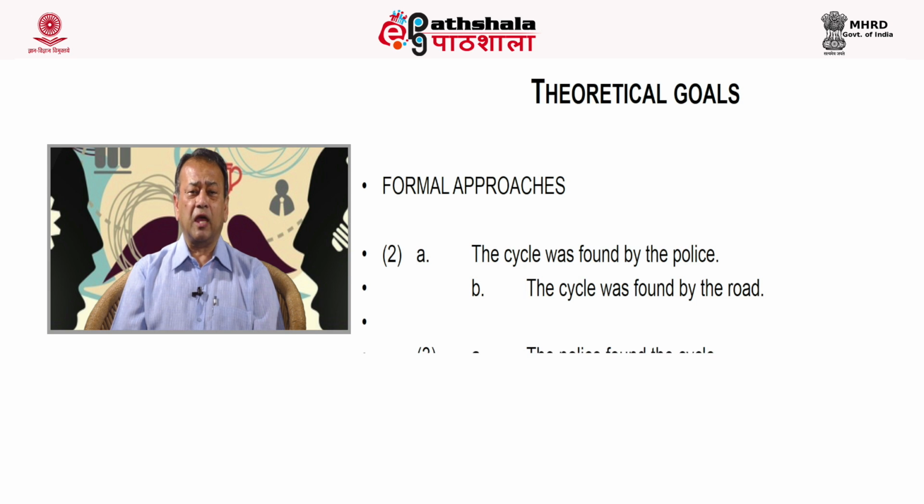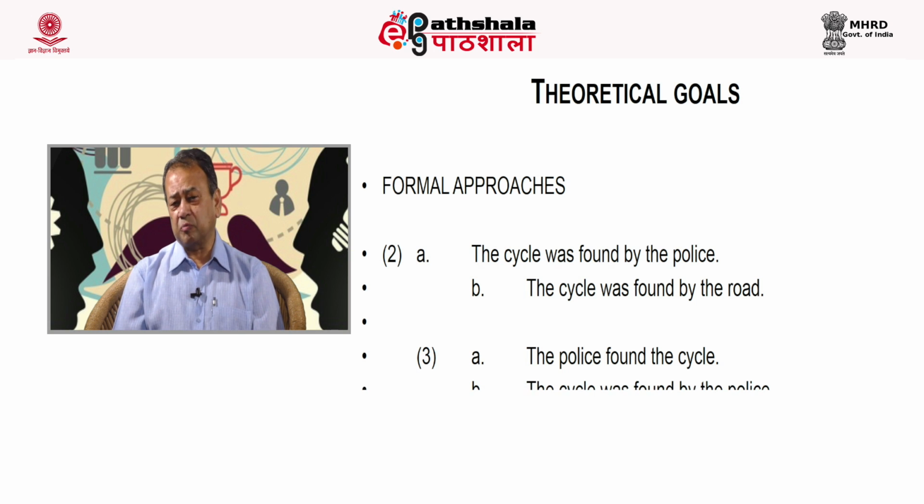Here what we have are two sentences which are quite different in their surface structure. The police found the cycle and the cycle was found by the police. In one case, what comes at the end is what comes in the beginning, etc. But if you ask the native speaker how he or she understands these two sentences, you will find that there is hardly any difference in the way these two sentences are understood.